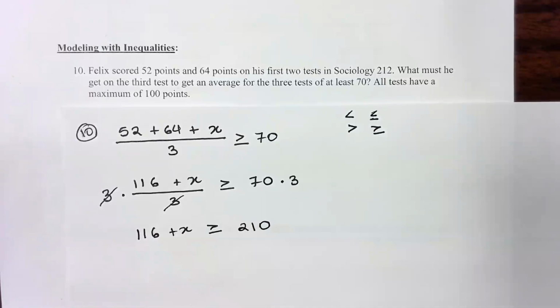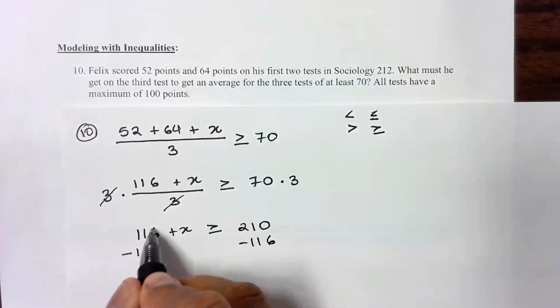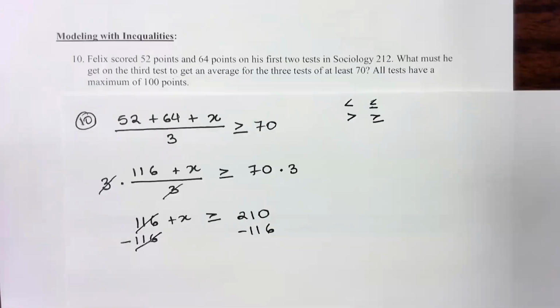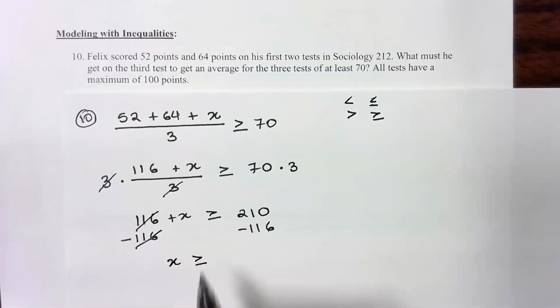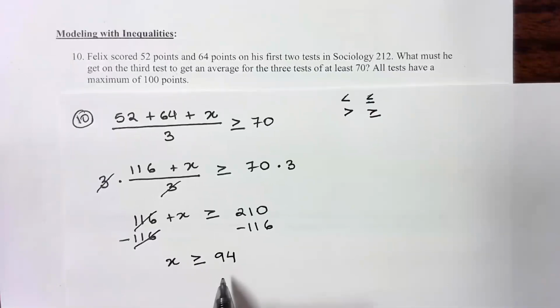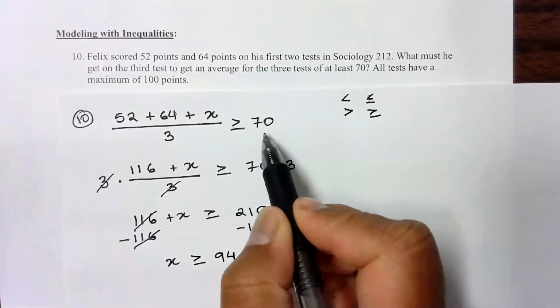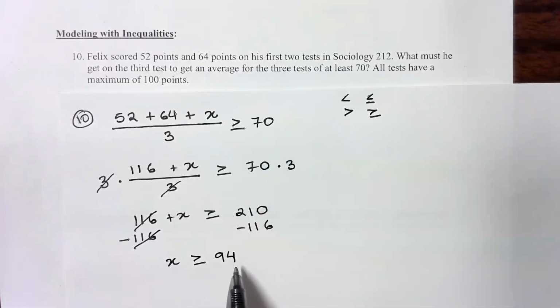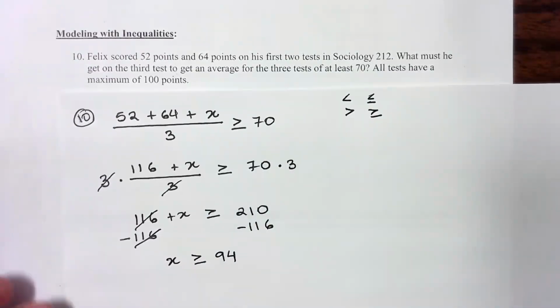All right, so as you can see, now we have our 116 plus x. We need to get the x by itself, which means we start by subtracting 116 on both sides. It cancels out on the left-hand side, and we are left with x greater than or equal to 210 minus 116, which of course comes out to be 94. So we are saying that Felix must score at least a minimum of 94 to get an average of 70 on all three tests. But if he scores more than 94, then of course his average will be better than 70. Okay? Alrighty.